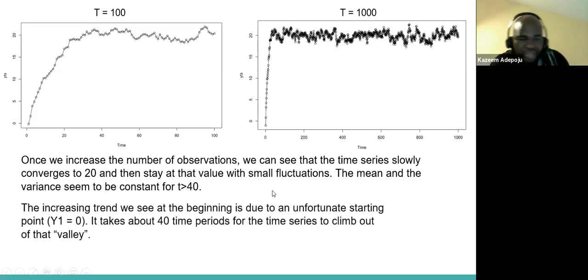So the increasing trend we see at the beginning is due to an unfortunate starting point, the y1 equal to 0. We are actually starting from that. Can you see that point now? It takes about 40 time periods for the time series to climb out of that valley. Look at that. And that is exactly what some countries are trying to figure out right now, something that started increasing.